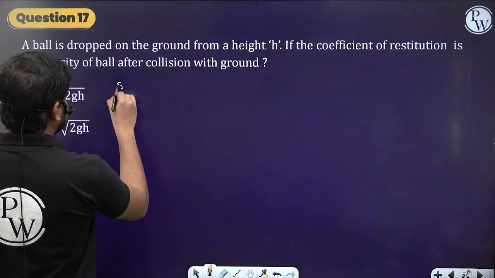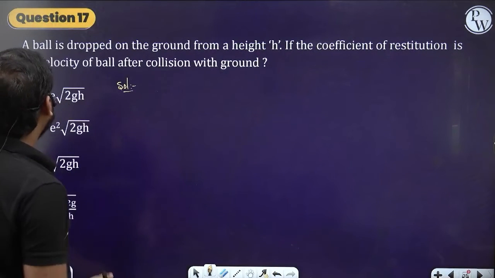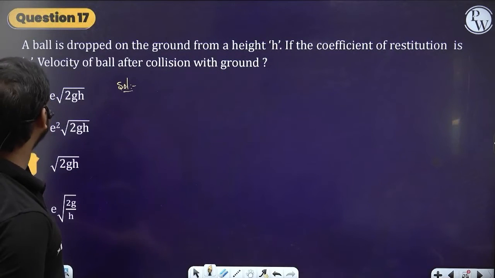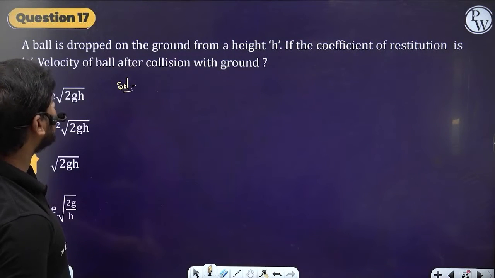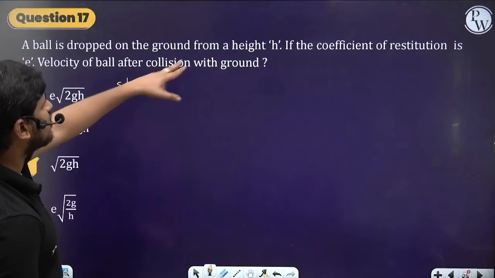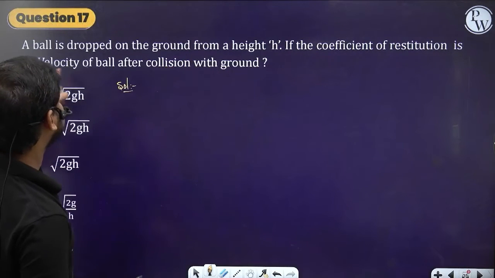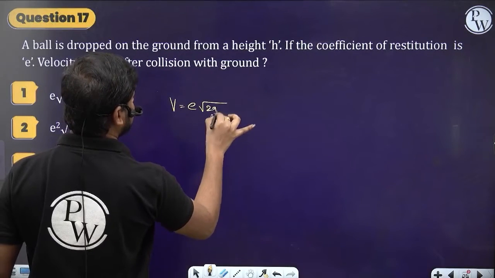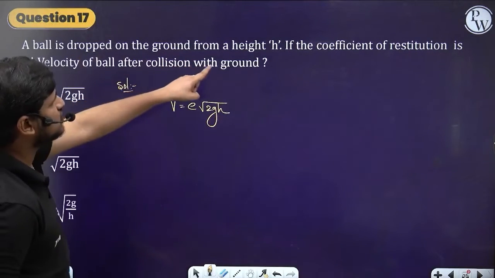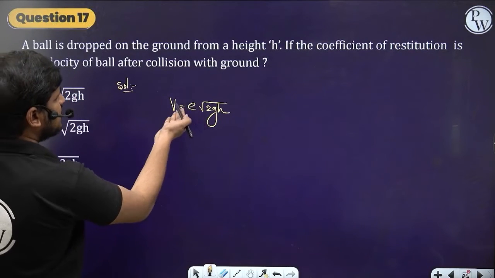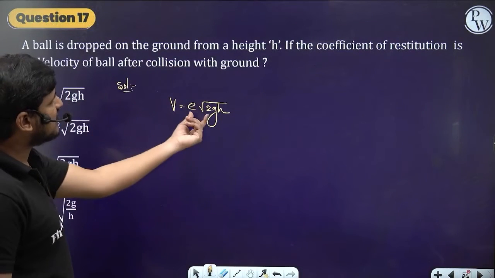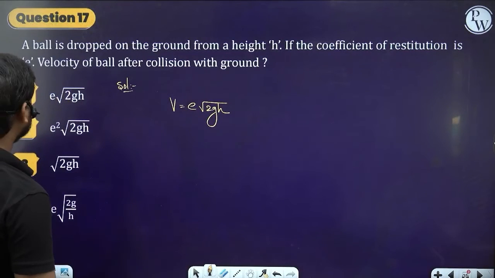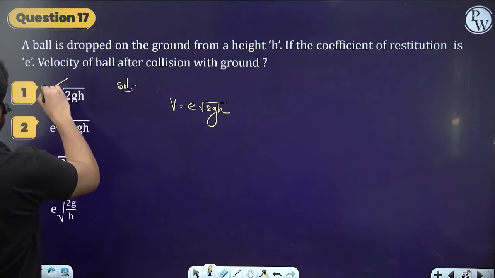So what does the question say here? A ball is dropped on the ground from a height h. If the coefficient of restitution is e, what is the velocity of the ball after the collision? It is dropped from the height h, so its velocity v will obviously be e into root 2gh. From what height is it getting dropped? h height. So v is equal to e into root 2gh directly. Option 1 is the correct answer.